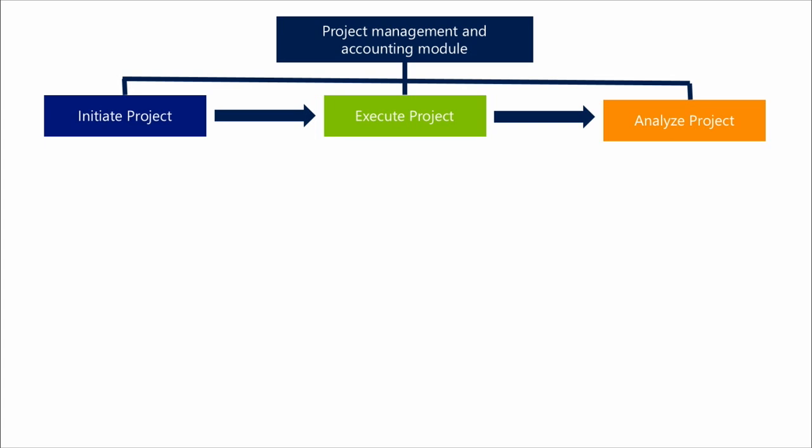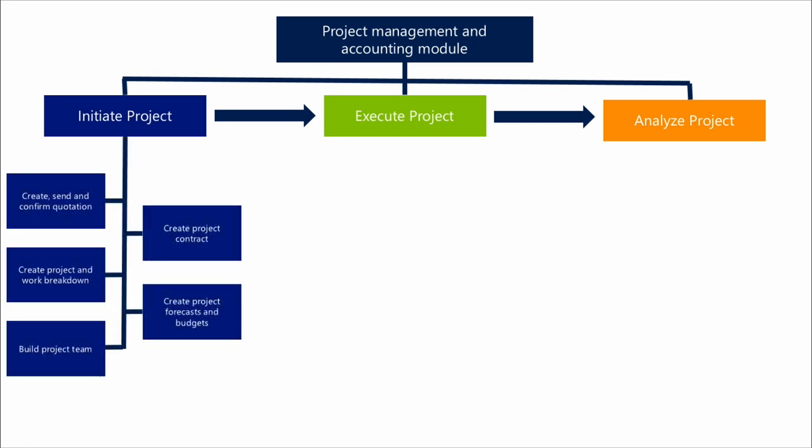Now, let's take a look at some of the key processes that are covered in the project management and accounting module. Although this process flow is geared towards projects performed on behalf of one or more customers, the functionality is also applicable for internal cost-only projects. During initiation, there are a number of key processes that occur. We have labor, expenses, and materials being estimated and communicated out to the customer in the form of a project quotation. The billing terms, limits, and agreements are recorded in a project contract.